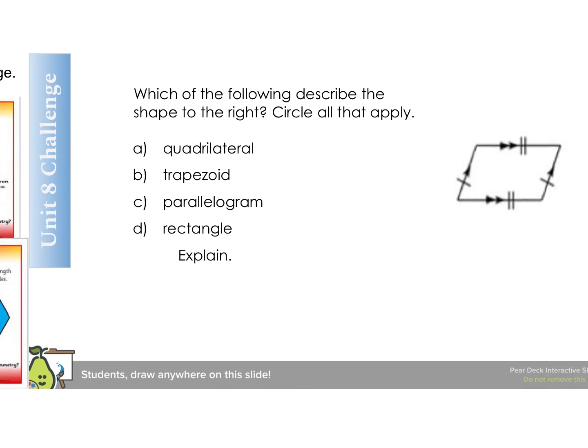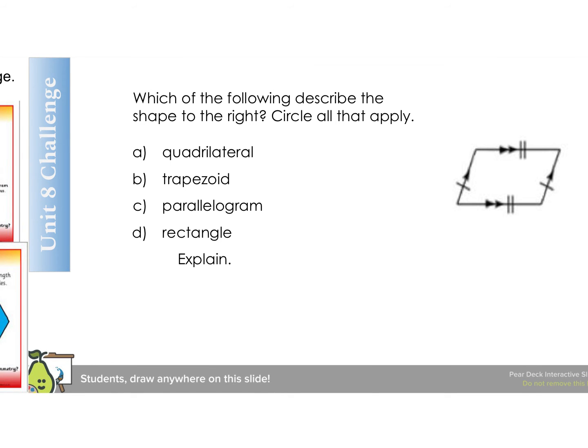Using those, which of the following describe the shape to the right? Circle all that apply. This has four sides. Four sides is a quadrilateral.